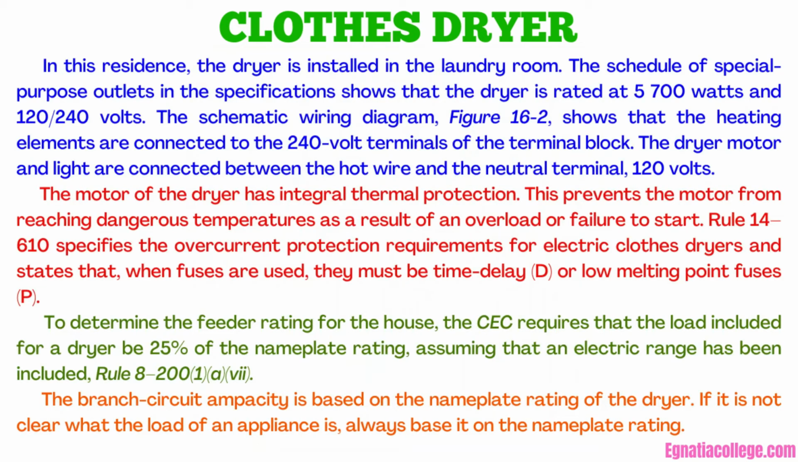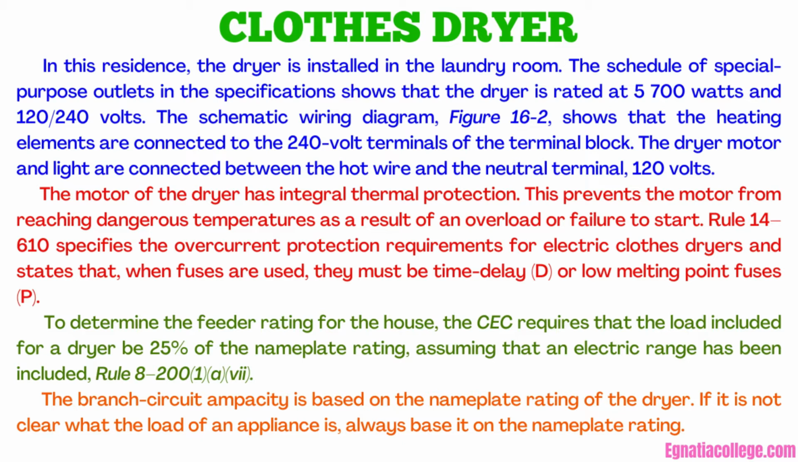In this residence, the dryer is installed in the laundry room. The schedule of special purpose outlets in the specifications shows that the dryer is rated at 5,700 watts and 120/240 volts. The schematic wiring diagram, Figure 16-2, shows that the heating elements are connected to the 240-volt terminals of the terminal block. The dryer motor and light are connected between the hot wire and the neutral terminal, 120 volts. The motor of the dryer has integral thermal protection. This prevents the motor from reaching dangerous temperatures as a result of an overload or failure to start.